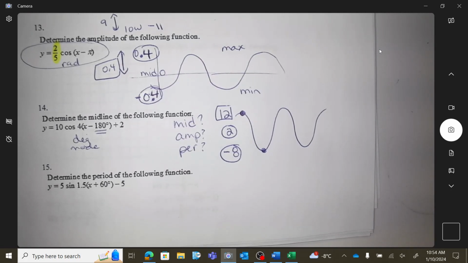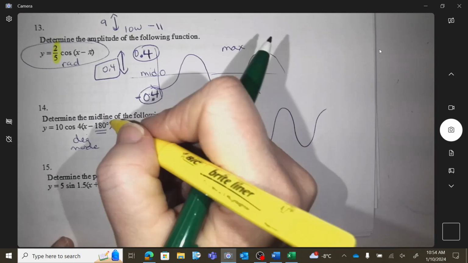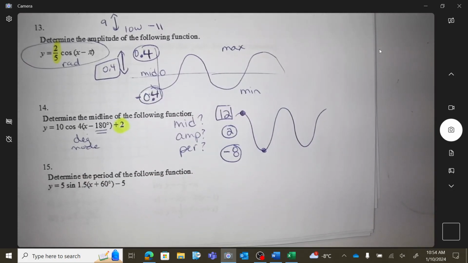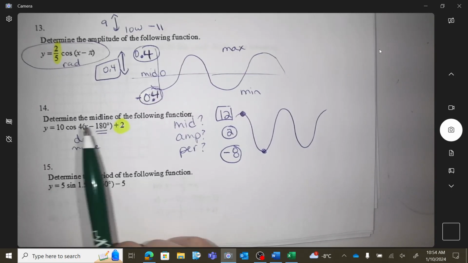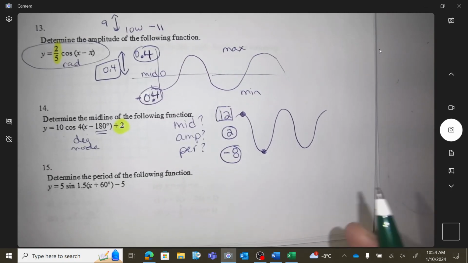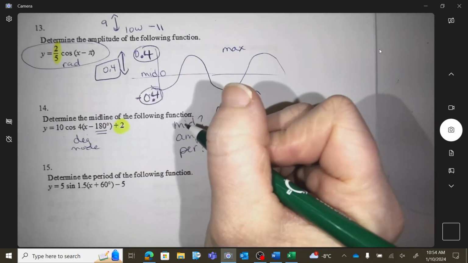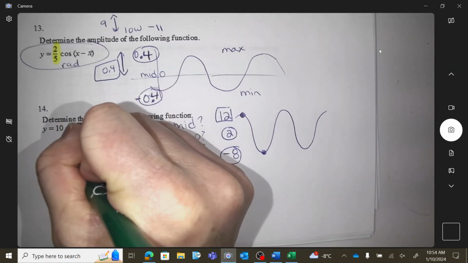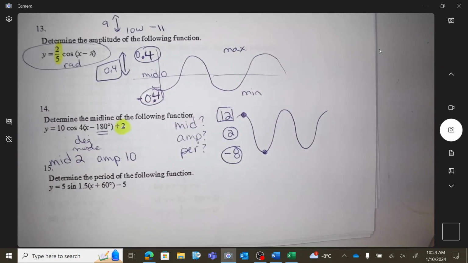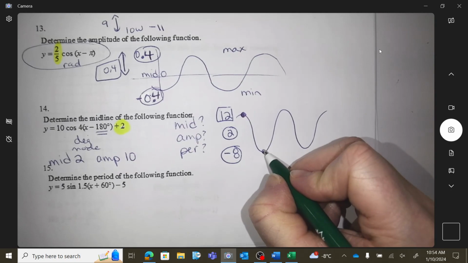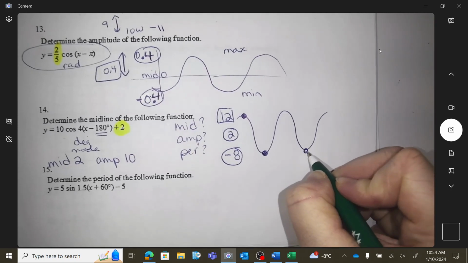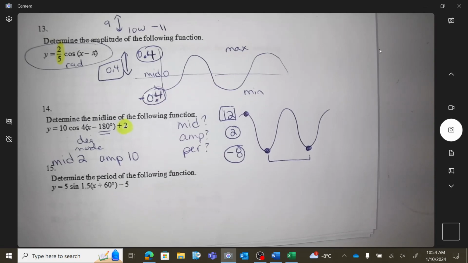Guess where I got all those numbers from without even trying in my calculator, actually. Middle was 2. Amplitude is 10. So you can see I was 10 above and 10 below. So mid is 2, amplitude is 10. So let's go with a period. You have to figure out a period for me. So you can calculate maybe the min there.